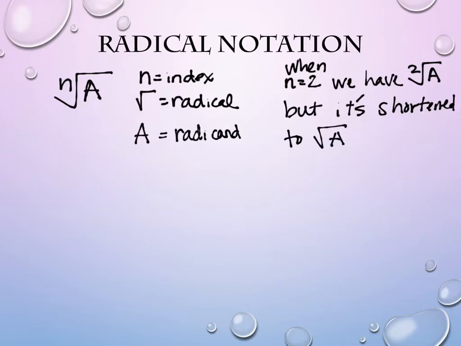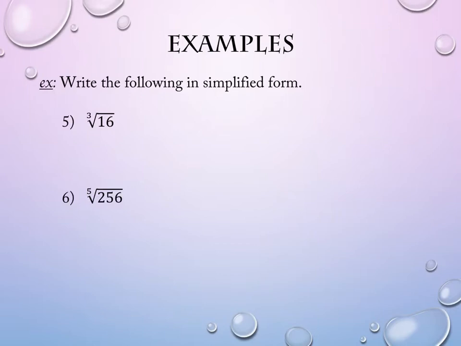So when we look at the next example, you in fact do see that. You see an index on the first one right here, number 5, of 3. What does it mean? Well, it means that just like before when I was looking for pairs because it was a square root, now I'm going to be looking for triples because it's a cube root. The index tells you how many have to be in the group for it to be able to be removed from the radical.